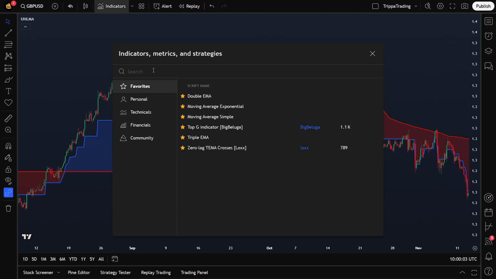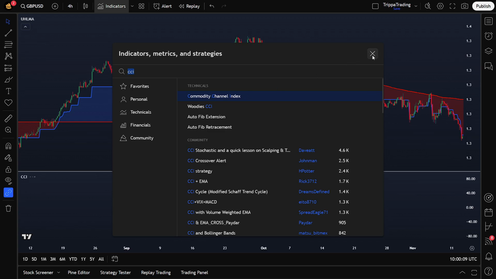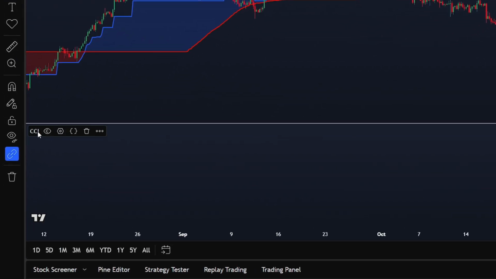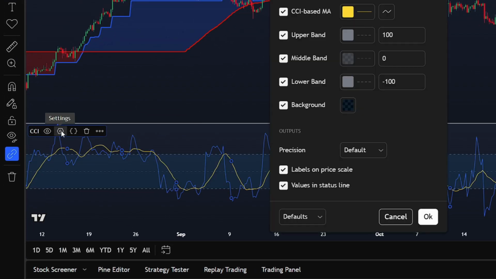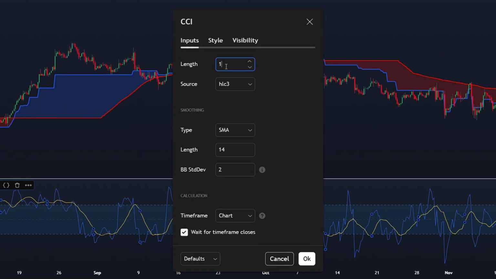This is CCI. Click on Indicators again. Here, search for CCI and select this one. Next, we need to change its settings. You can access the settings of this indicator from here. Open the settings, and for the length, set it to 100.